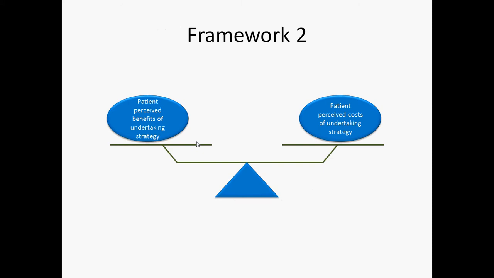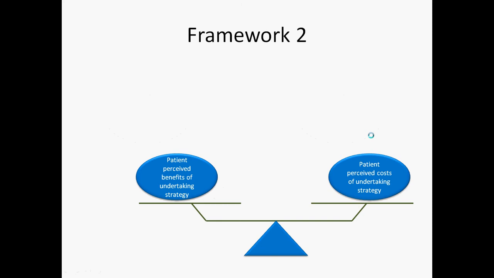We've used the scale approach again, similar to framework number 1, and on one side of the scale we have what the patient perceives the benefits are of undertaking a particular strategy or falls prevention behaviour. And on the other side of the scale we have what the patient perceives their costs are for undertaking that same behaviour.